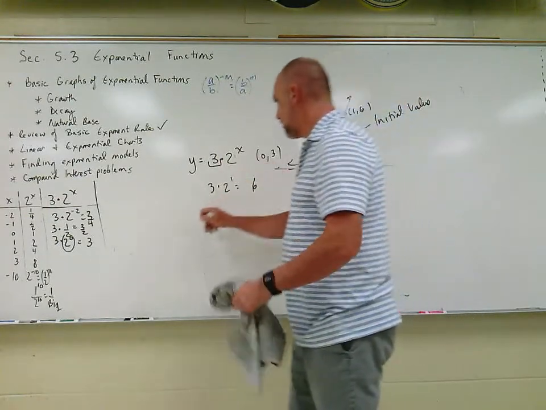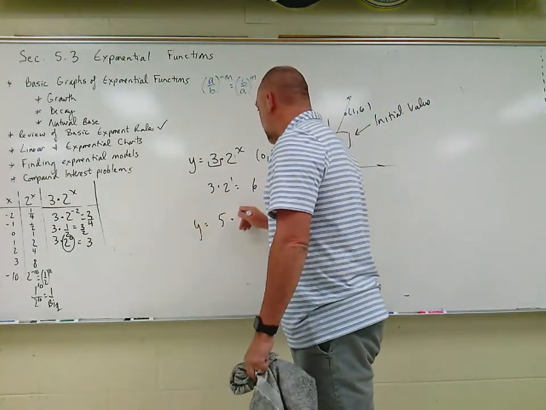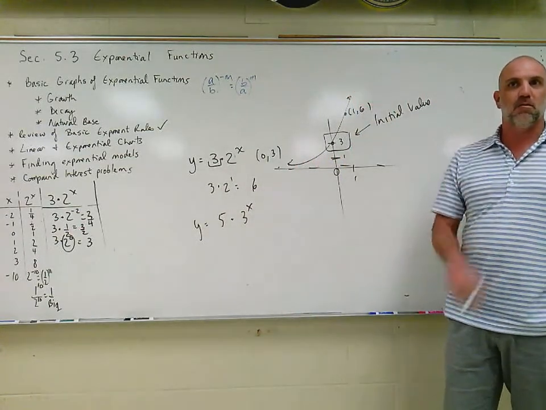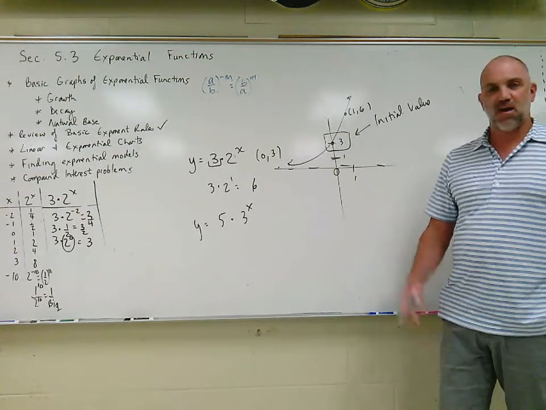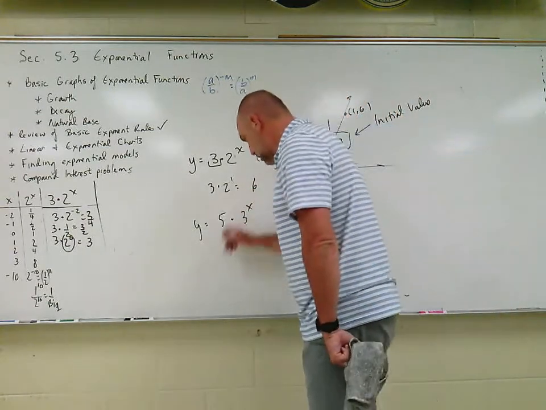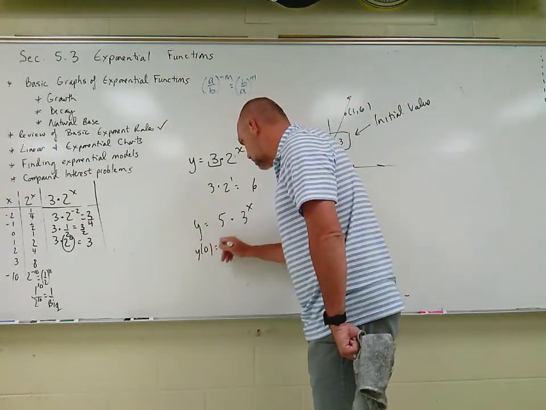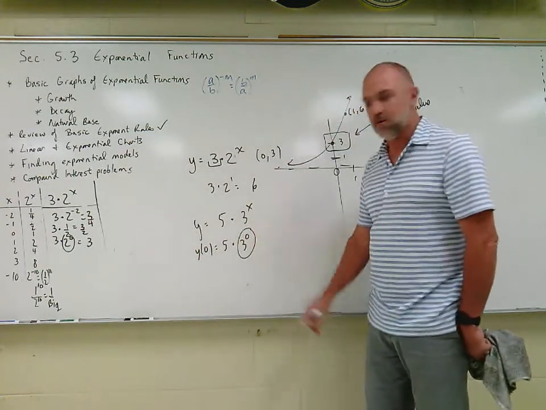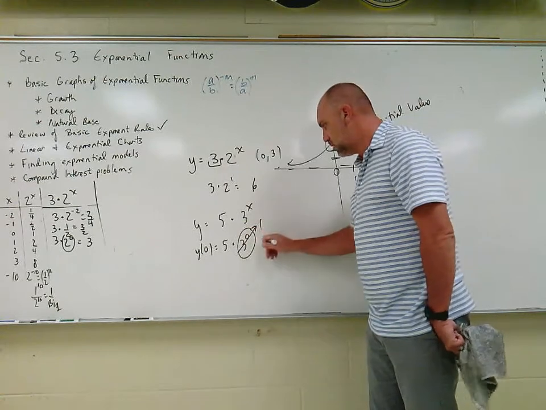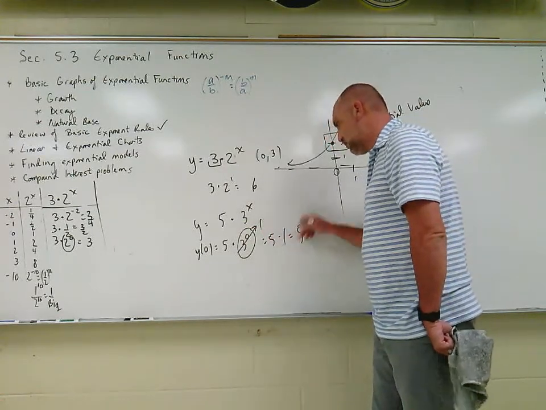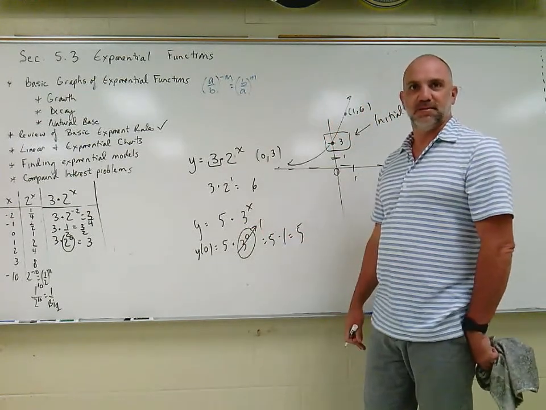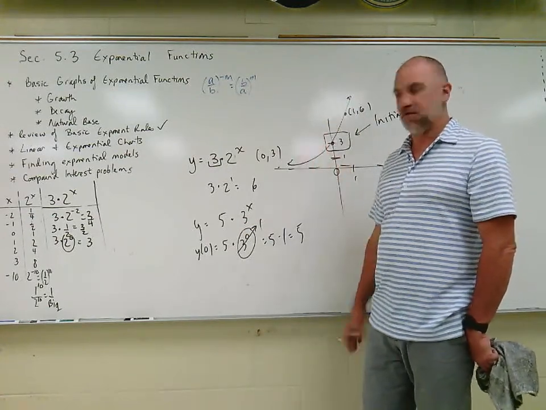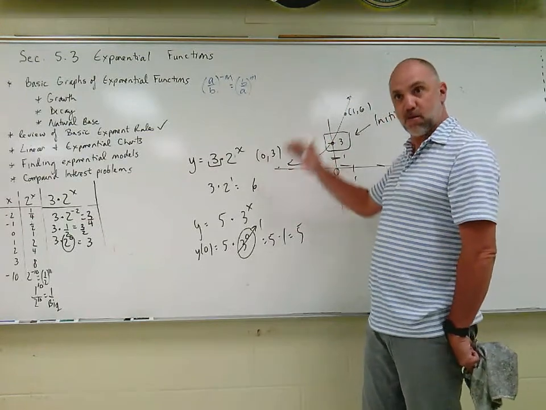See, look, it doesn't matter if I change things around. 5 times 3 to the x. What's the initial value? What's the value at 0? 5. Because look, if I plug in a 0, what happens? 5 times 3 to the 0. What's anything to the 0 power? 1. 5 times 1, 5. You'll get it in a second. The number in front is the value when x is 0, as long as I don't add or subtract anything on the end.